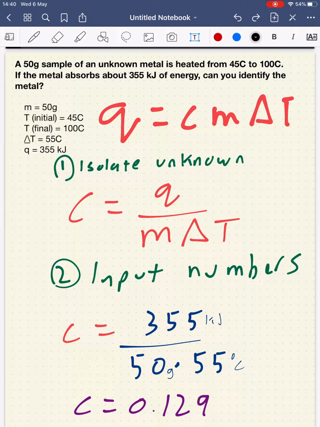So our final answer for what C is has units of kilojoules divided by grams times degrees Celsius. That's the units for specific heat.